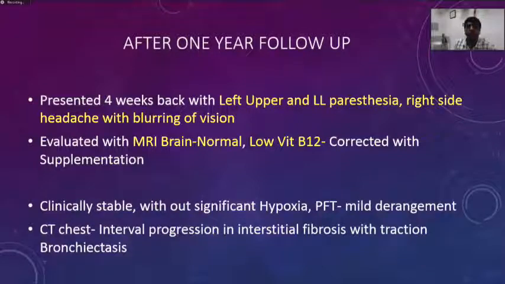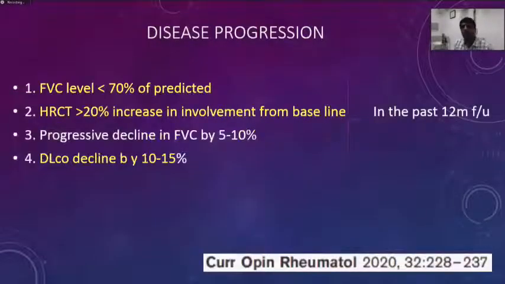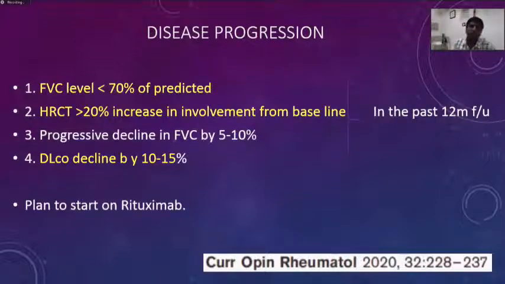PFT showed mild deterioration, and the CT scan showed a slight amount of interval progression in interstitial fibrosis with traction bronchiectasis. To sum it up, the recent Current Opinion in Dermatology gives disease progression criteria: FVC less than 70%, HRCT more than 20% increase in involvement from baseline, progressive decline in FVC by 5 to 10%, and DLCO decline by 10 to 15% in the last 12 months of follow-up. And now we are planning to start the patient on rituximab.